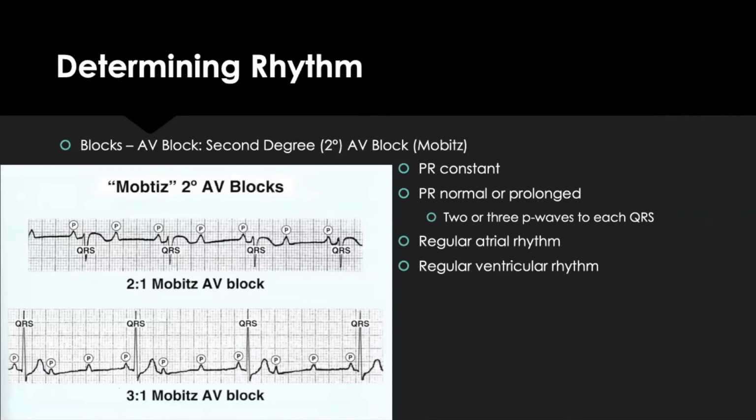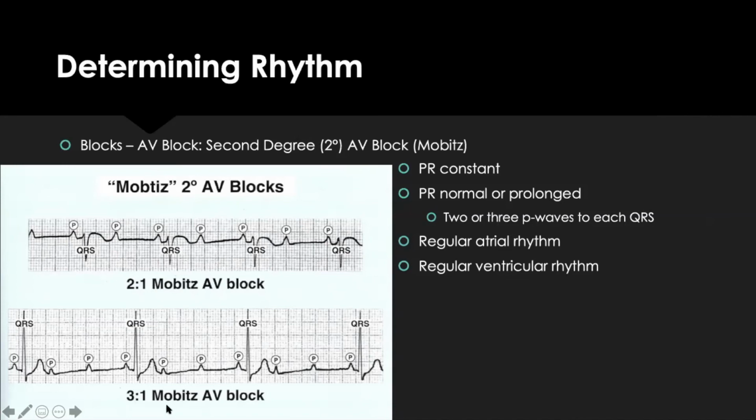The Mobitz is characterized by a constant PR interval, a normal or prolonged PR interval. It could be either, it doesn't have to be, but it's mainly characterized by 2 or 3 P waves to each QRS wave. So we can see that a 2-to-1, so 2 P waves to 1 QRS wave, can be seen up here. 1, 2, QRS, 1, 2, QRS, 1, 2, QRS.